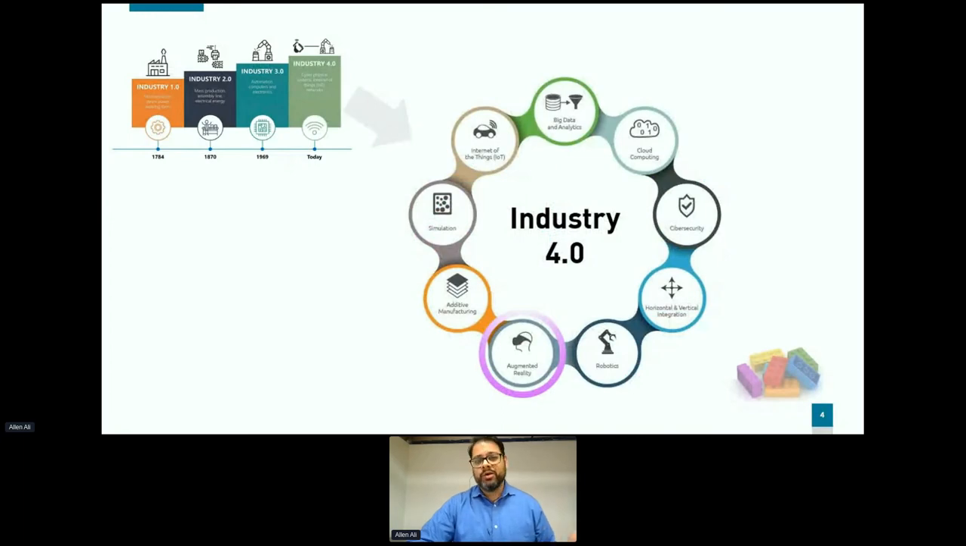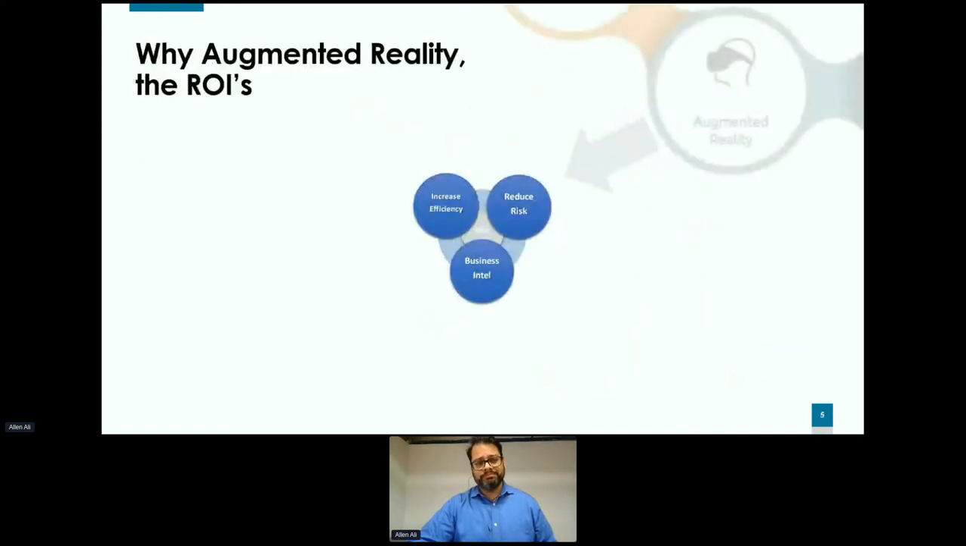So to start, I want to quickly set the stage for AR. These are some common infographics out there showing Industry 4.0. Augmented reality is part of Industry 4.0, which is a system of connected technologies that leverage the best of all of them. These are being used to digitally transform manufacturing. So why AR? Well, because AR can extend the capabilities of existing solutions, enable entirely new game-changing solutions, and oh yeah, leverage those other Industry 4.0 technologies. AR brings value through increasing efficiency, reducing risk, and by facilitating business intelligence.